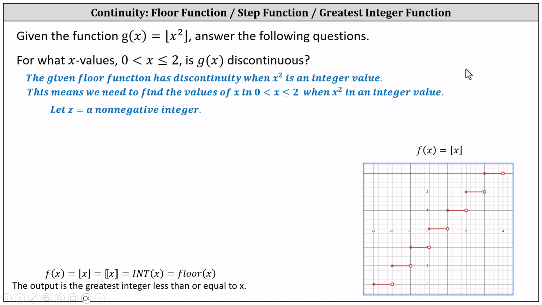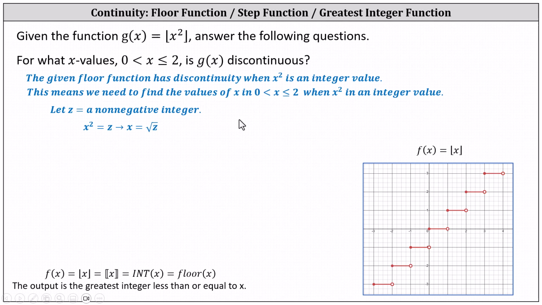To help us do this, let's let z equal a non-negative integer. We know z must be non-negative because x is greater than 0, and therefore so is x squared. And since we know x squared must be an integer value, we'll set x squared equal to z, and if we solve for x, we would take the principal square root of both sides of the equation, again because we know x is going to be non-negative, giving us x equals the square root of z, where again z is a non-negative integer. So now we'll select non-negative integers for z to find all the x values when x is greater than 0 and less than or equal to 2.